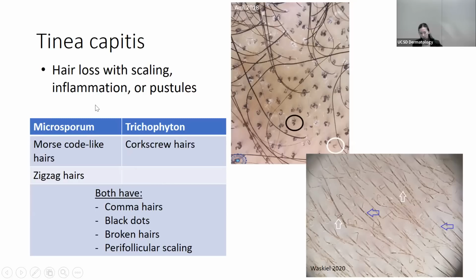It's not always a hard and fast rule, but usually trichophyton causes corkscrew hairs and microsporum causes Morse code-like hairs. So just a little fun tidbit to end on.